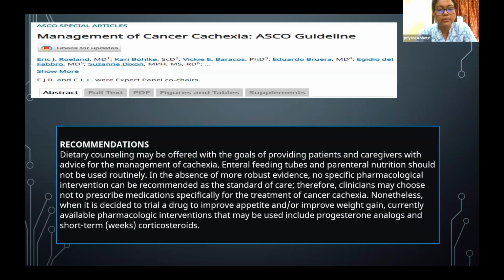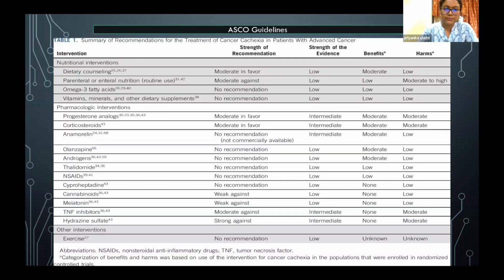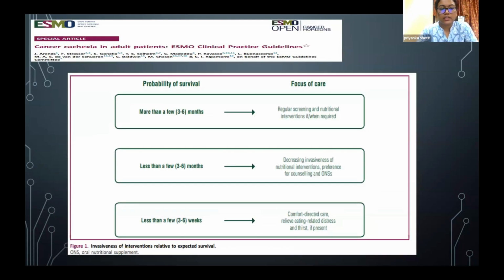Nonetheless, when it is decided to trial a drug to improve appetite and weight gain, currently available pharmacological interventions that may be used include progesterone analogs and short-term corticosteroids. Then in the ASCO guidelines, dietary counseling, progesterone analogs, and corticosteroids are moderately in favor. Then anamorelin, olanzapine, androgens, thalidomide, and NSAIDs are not recommended. Then see the ESMO guidelines.